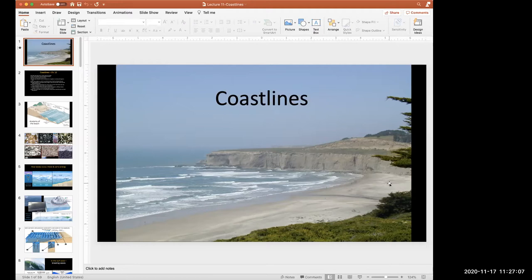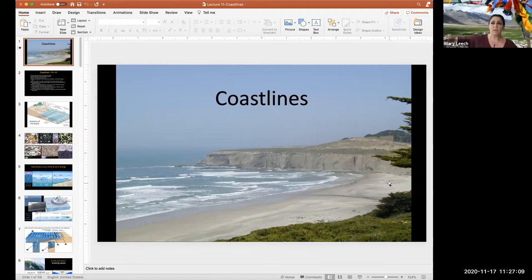They're generally pretty flat, low lying. There's big high rises along Miami Beach anyway, and it's almost like you could just walk out from the lobby of the hotel right onto the beach and right into the water and just keep going, nice and shallow. That kind of beach is really different because that's a passive margin. There's no active tectonics going on the East Coast, is there?